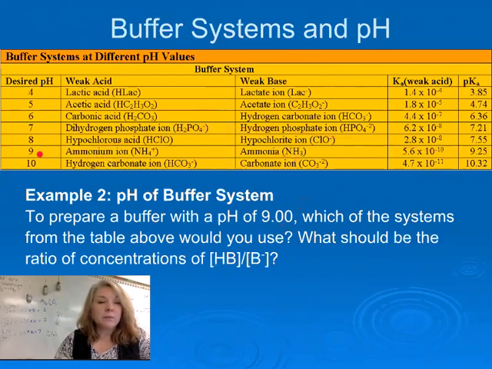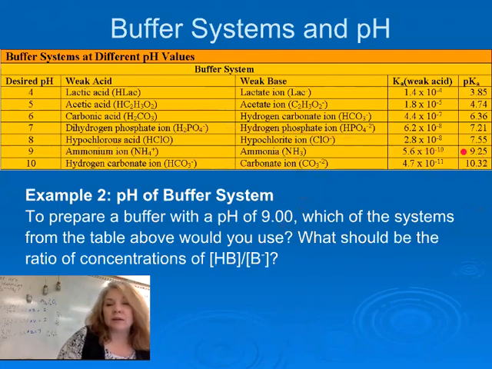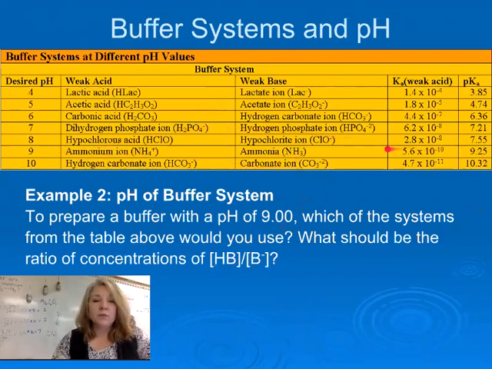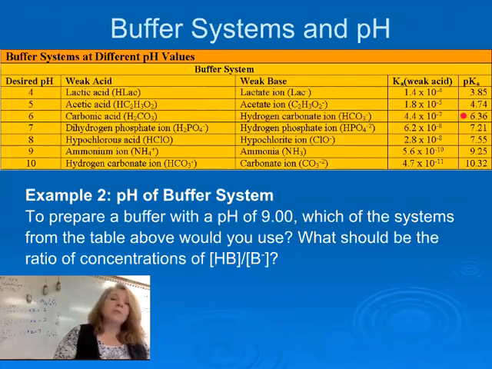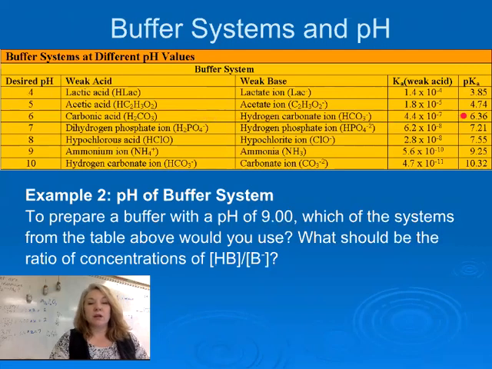So our desired pH is 9. Notice by taking the negative log of the Ka value, I get 9.25. So that's going to be our best buffer system for a pH of 9. If I wanted a pH, say, of 6, okay, I'm looking over here at my pKas, and the carbonic acid is going to give me a pKa of 6.36. So that would be the best buffering system to use if I wanted to have a desired pH of 6.